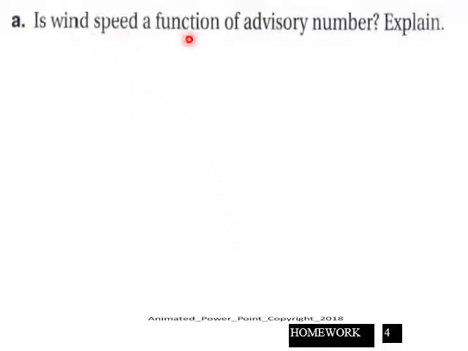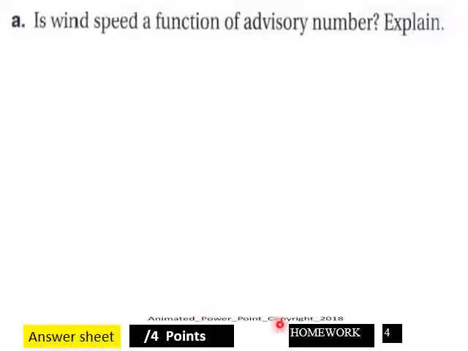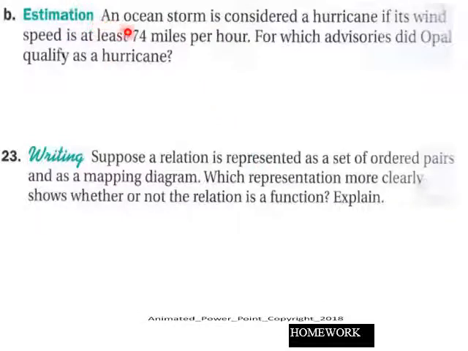Is wind speed a function of an advisory number? Explain. That's part A. Explain means full sentences here, students. So you got 4 points here for page 4. Page 5, part B, for which advisories did Opal qualify as a hurricane? And then respond down here.